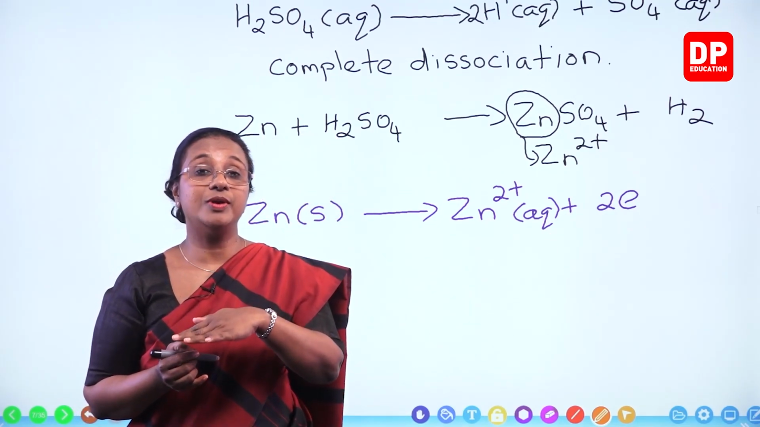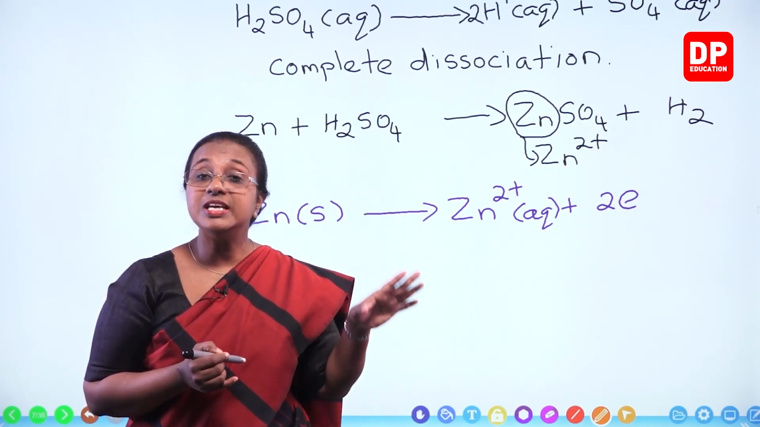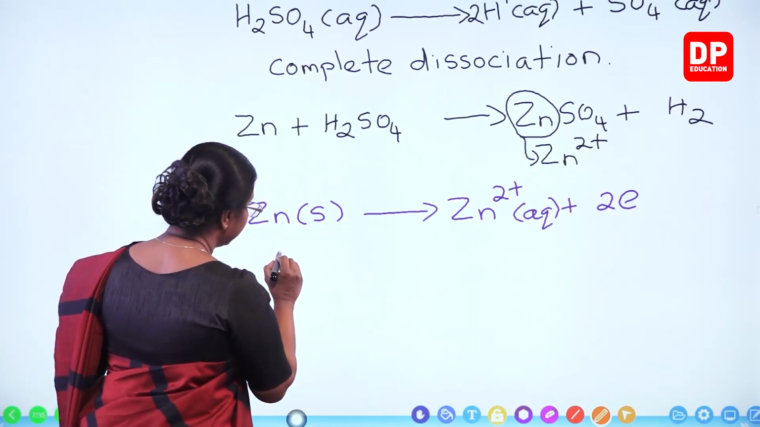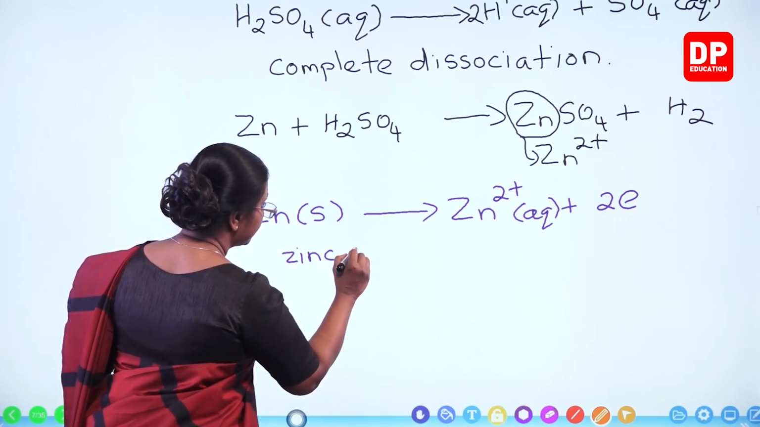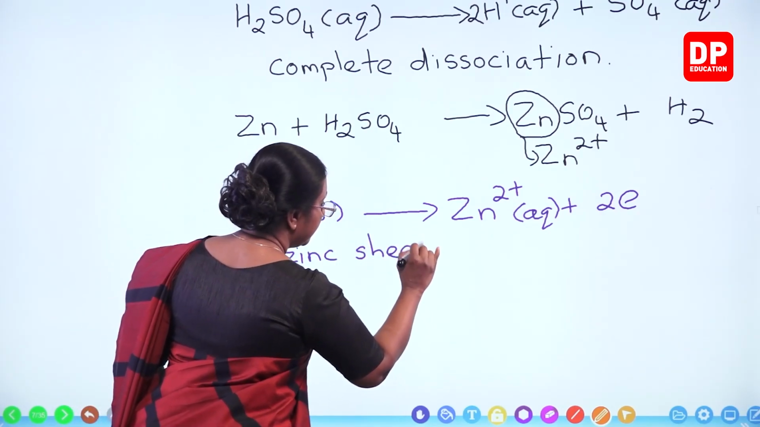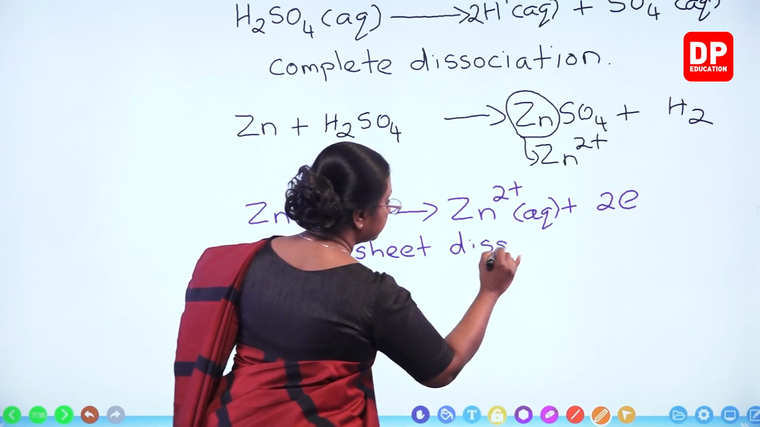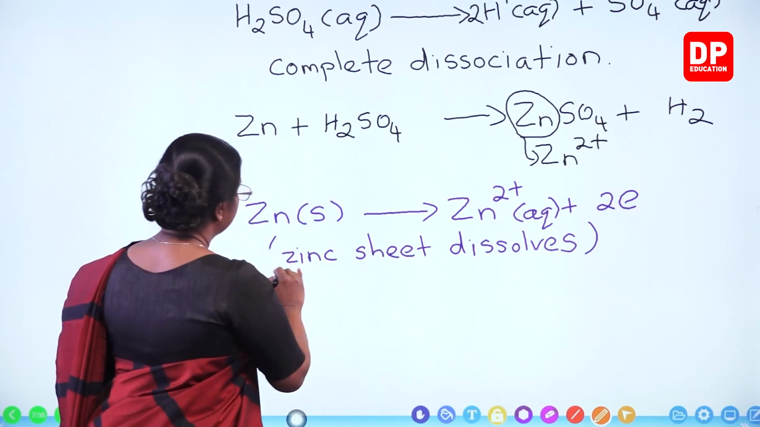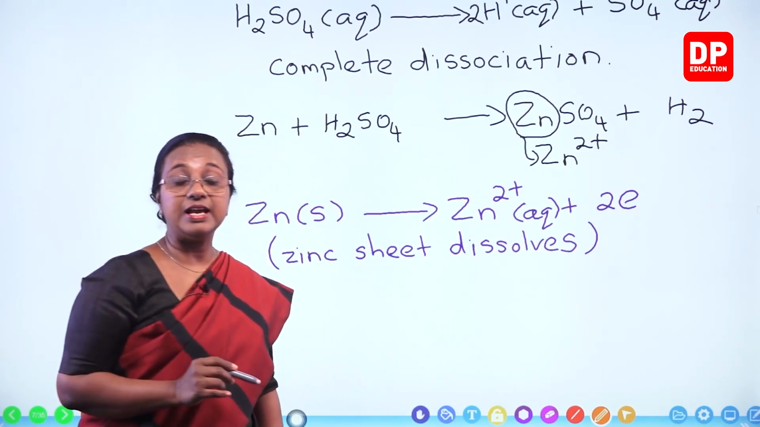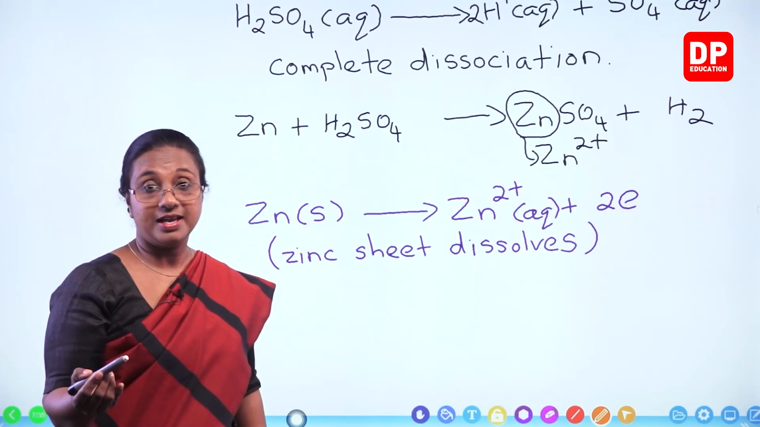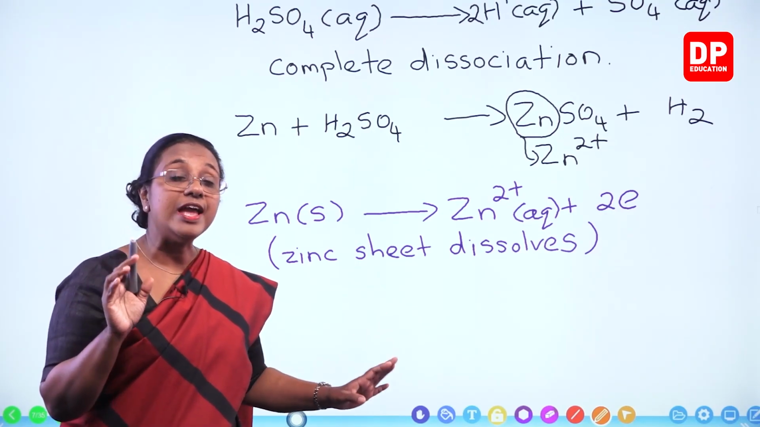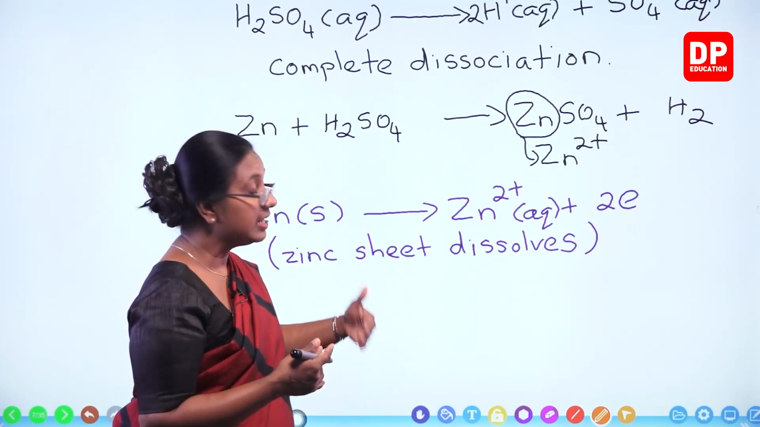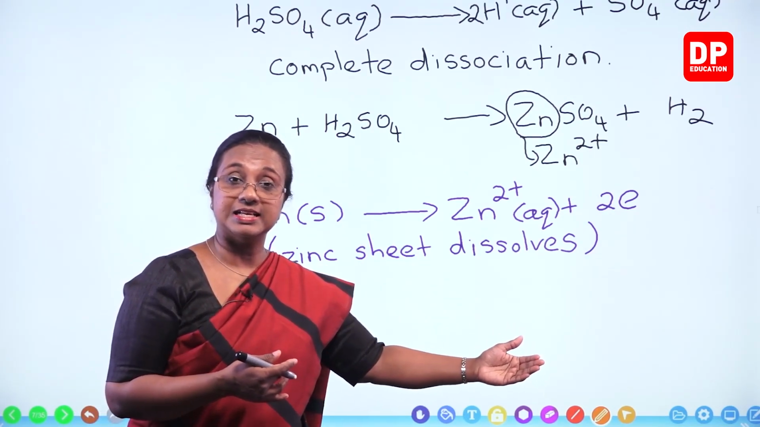And because they go into the solution, you see the zinc plate dissolving. So this is why we see the zinc plate or zinc sheet dissolve. It dissolves because the solid goes into the aqueous state as ions. And now these are new terms that you all have to understand. We'll be discussing these terms throughout the lesson.